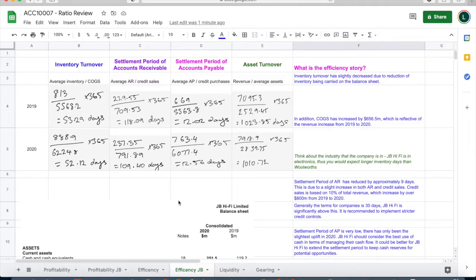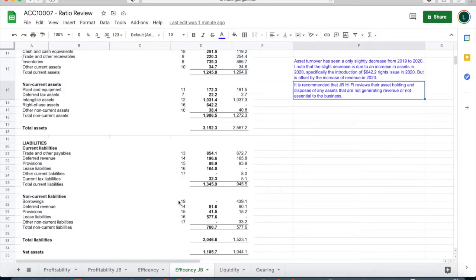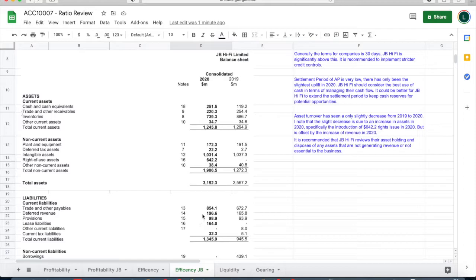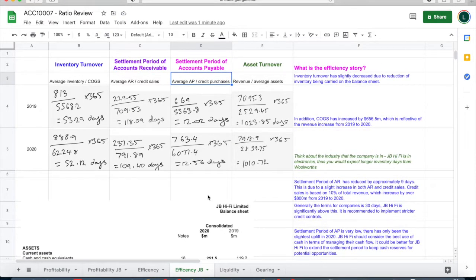Okay, so that's done on efficiency. All you're doing is looking at these numbers and creating a story. And how you do that is by determining what the formula is and diving deep down into the financials, and then creating a story of that.